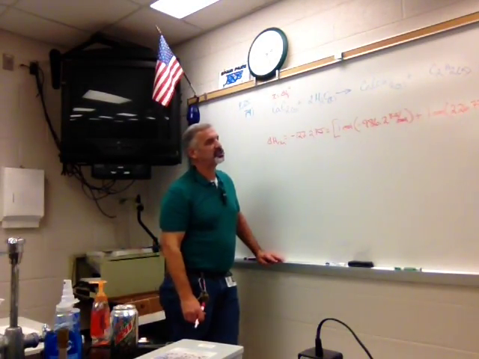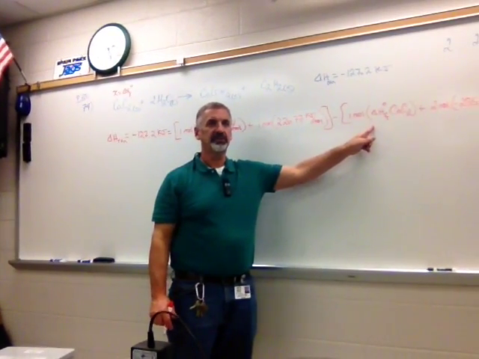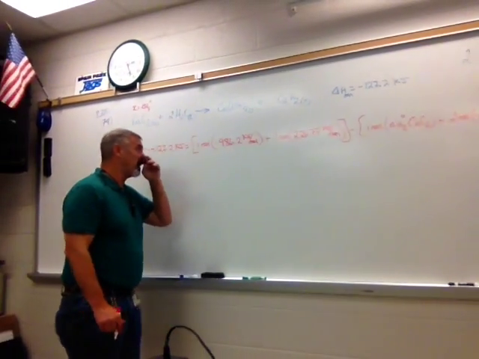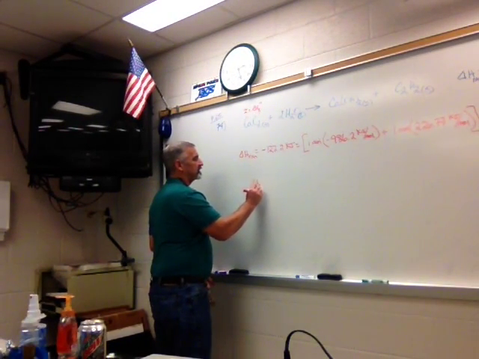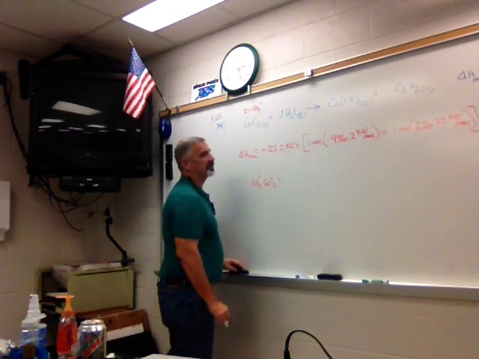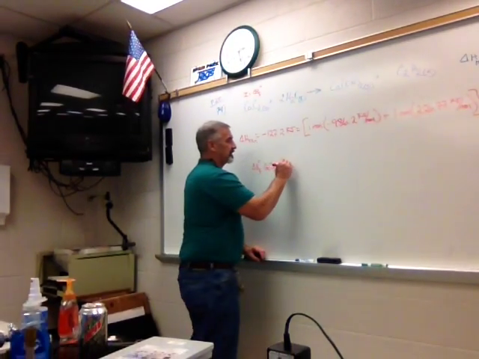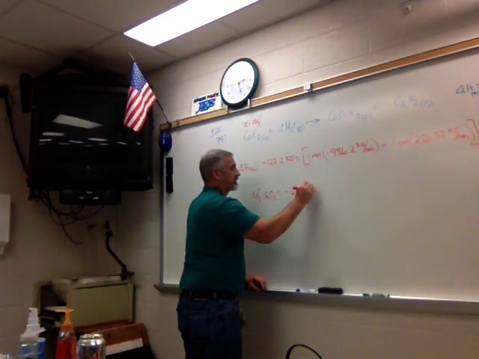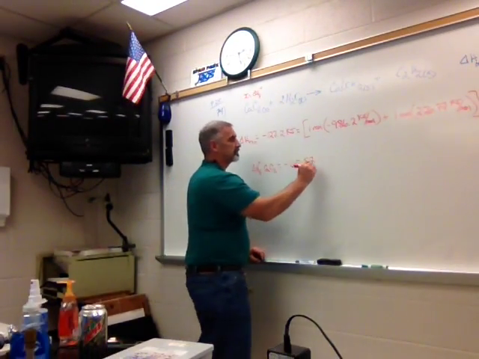So then we have to solve for this. This is the one thing we have to solve for. So when you go through and do all of that, the delta H of formation of C2, what are we looking for? CaC2 is equal to what? Negative what? What are the units on that going to be? Kilojoules per mole.